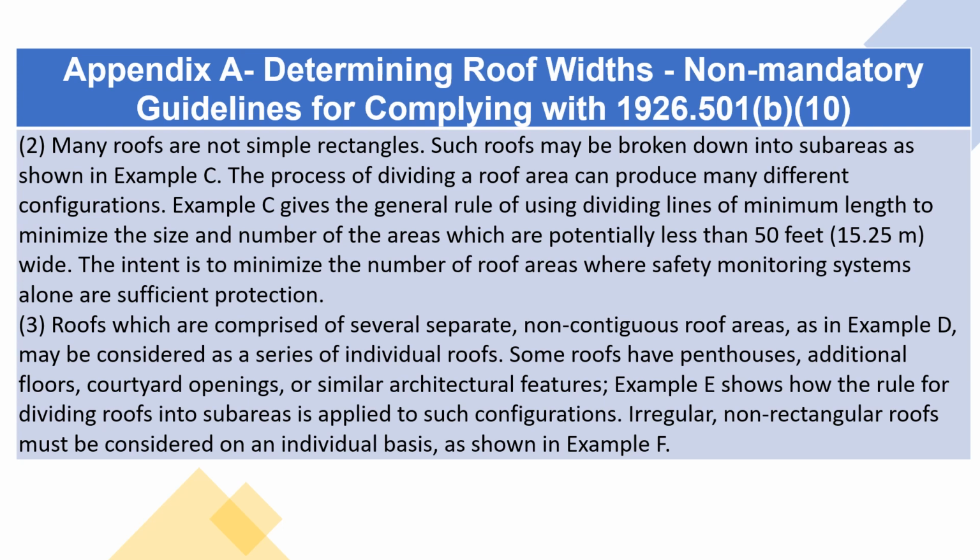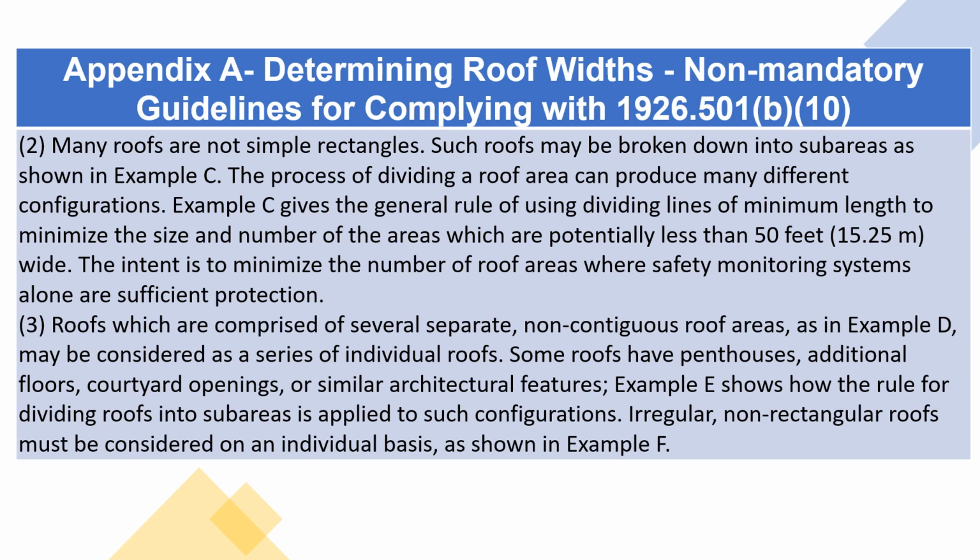The process of dividing a roof area can produce many different configurations. Example C gives the general rule of using dividing lines of minimum length to minimize the size and number of the areas which are potentially less than 50 feet, 15.25 meters, wide. The intent is to minimize the number of roof areas where safety monitoring systems alone are sufficient protection.